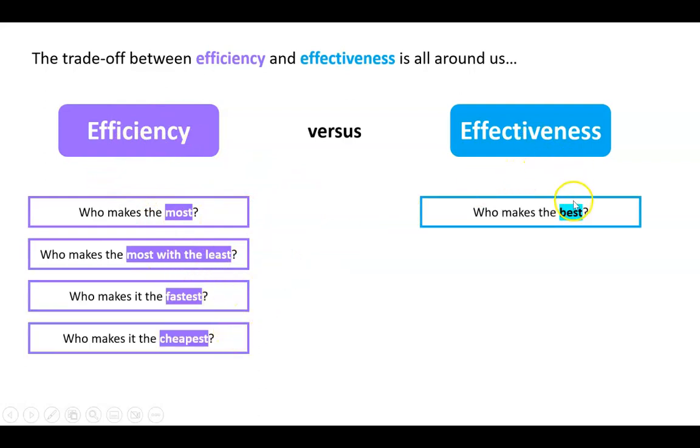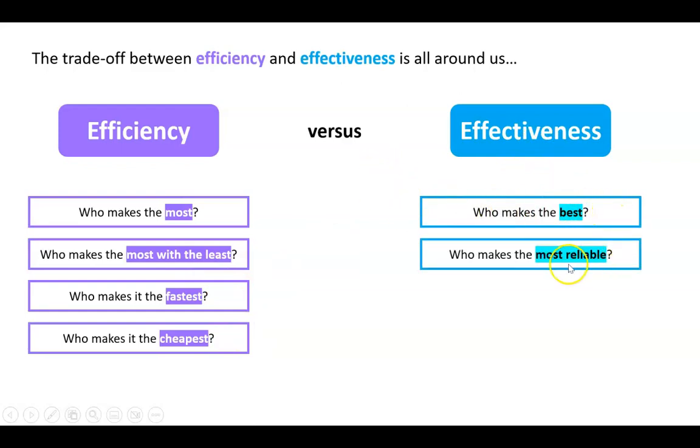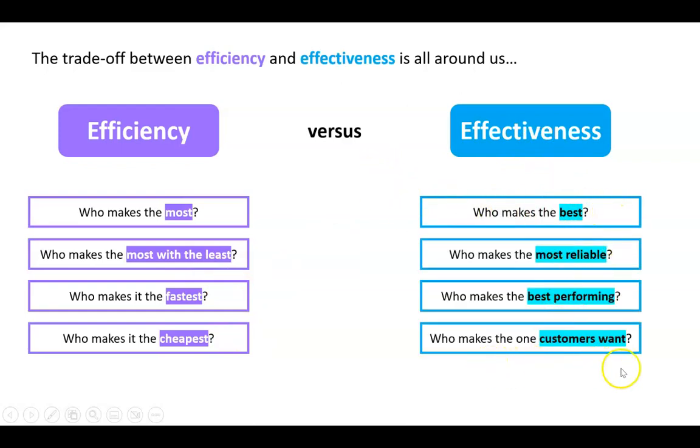Whereas the most effective businesses are the ones that make the best product, the most reliable product, the best performing, and the one that customers want the most. Now, some products can do both of these things at the same time, but usually we have a bit of a trade-off.